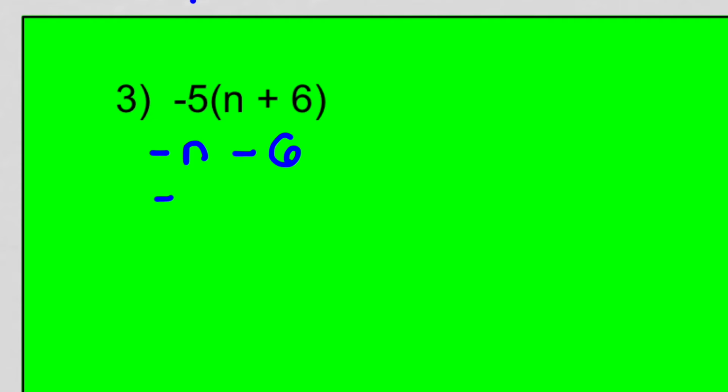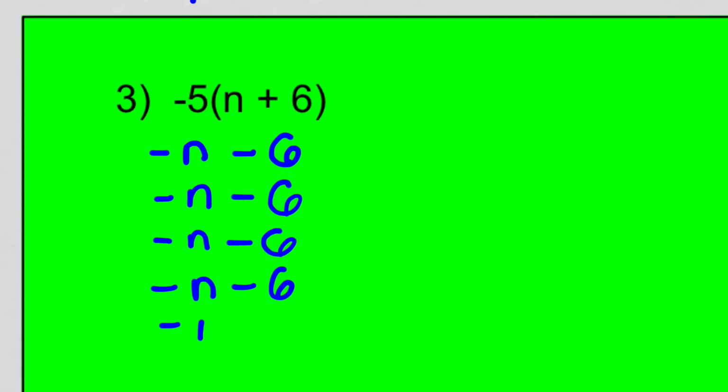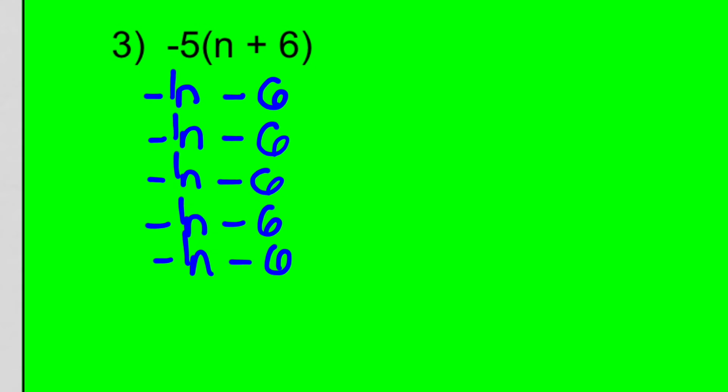And I'm going to have that a total of 5 times. The negative sign on the 5 makes everything the opposite. And remember, this is like saying there's ones in front of these. So this is like saying, if I group up my like terms, negative 5n, and then negative 6, negative 12, negative 18, negative 24, negative 30. So negative 5n minus 30.